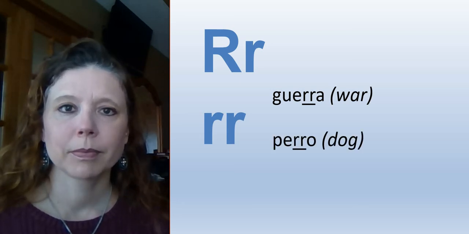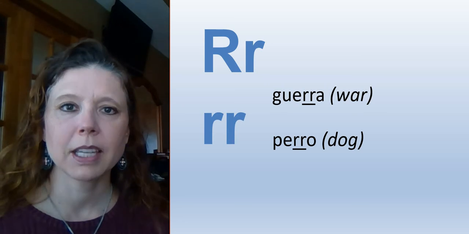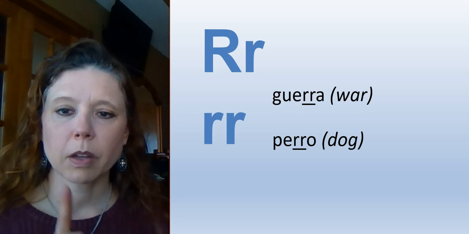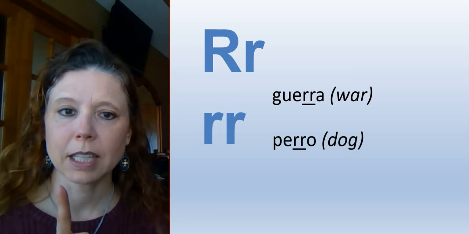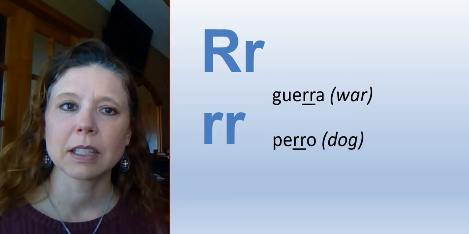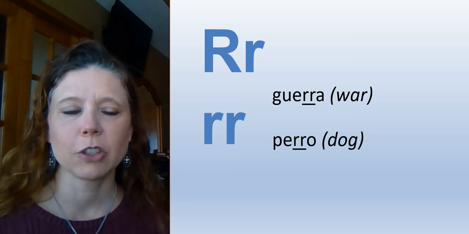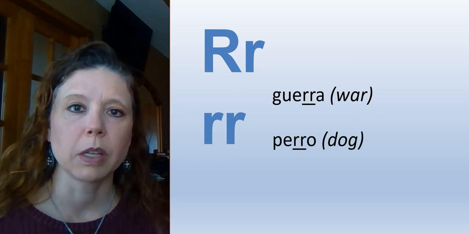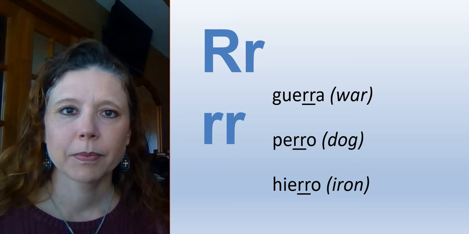perro. And I want to point out something about this word. Perro is dog, but if you spell it with one R in the middle, looks like the Spanish P-E-R-O, it's pero, and it means but or however. So it's really important to practice your pronunciation so that you can distinguish between the two words. Hierro.